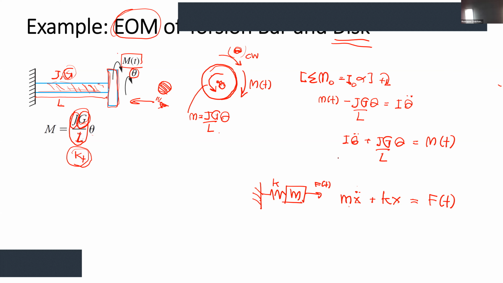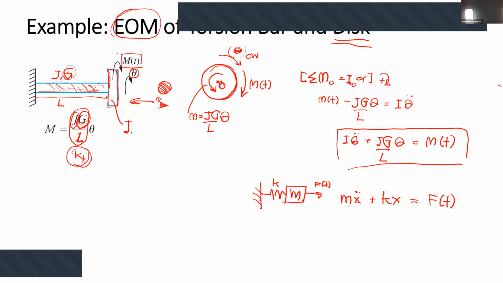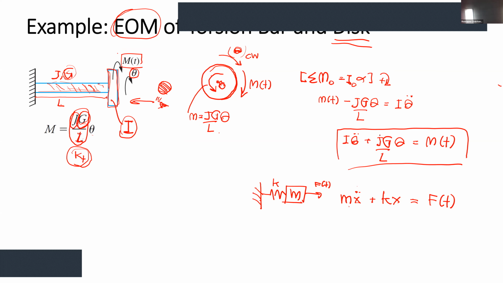In this case, for the rotational motion, the moment of inertia is the inertia property of the disk. I forgot to put this for you, sorry. I is the moment of inertia or inertia property of the disk multiplied by acceleration plus the stiffness property multiplied by the displacement equal to the input force or moment. This is the torsional stiffness.